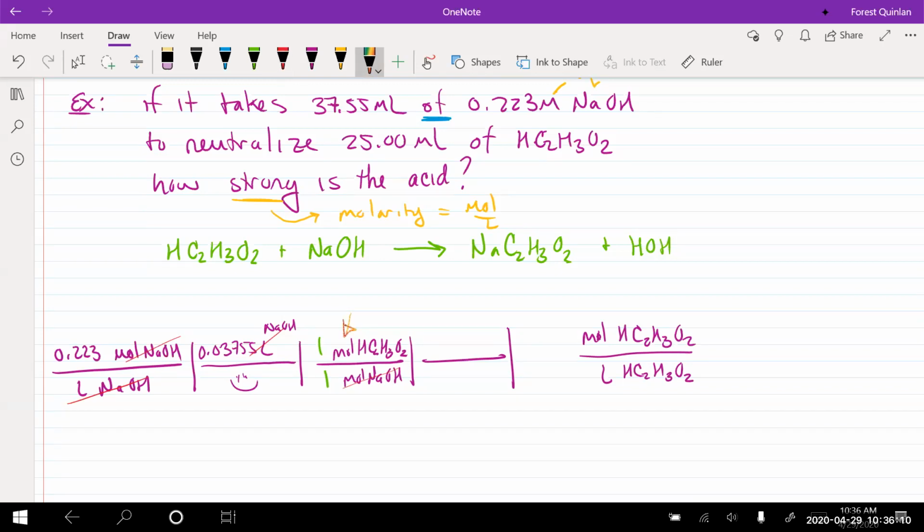Now we just have to get to this molarity. So we already have our moles taken care of. We just need the volume. So Destiny, is there anything there that looks like the volume of acetic acid? The 25.00. So where am I going to put that? On the top. On the bottom is correct.